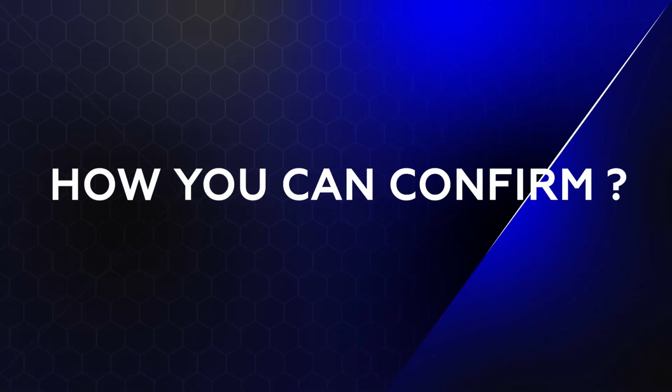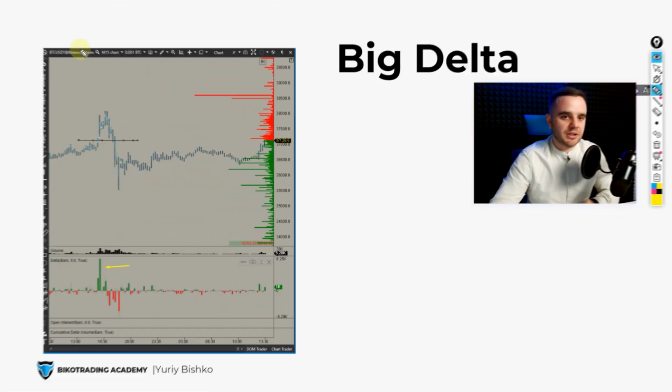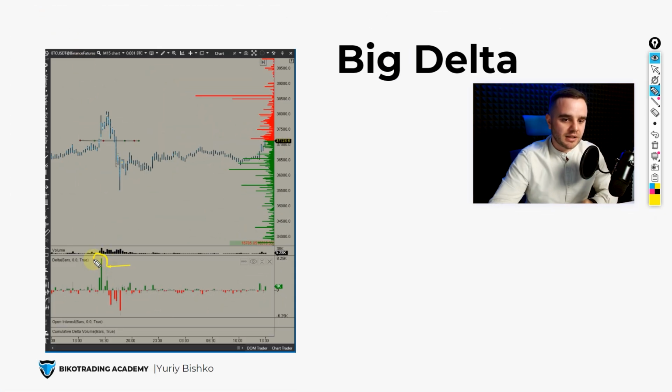How can you confirm that liquidation happened? Really simple, by using order flow, by using one simple indicator called delta. Why does delta matter? Because you can see in this BTC example how price did a reversal after this significant delta. Because how it works is really simple.